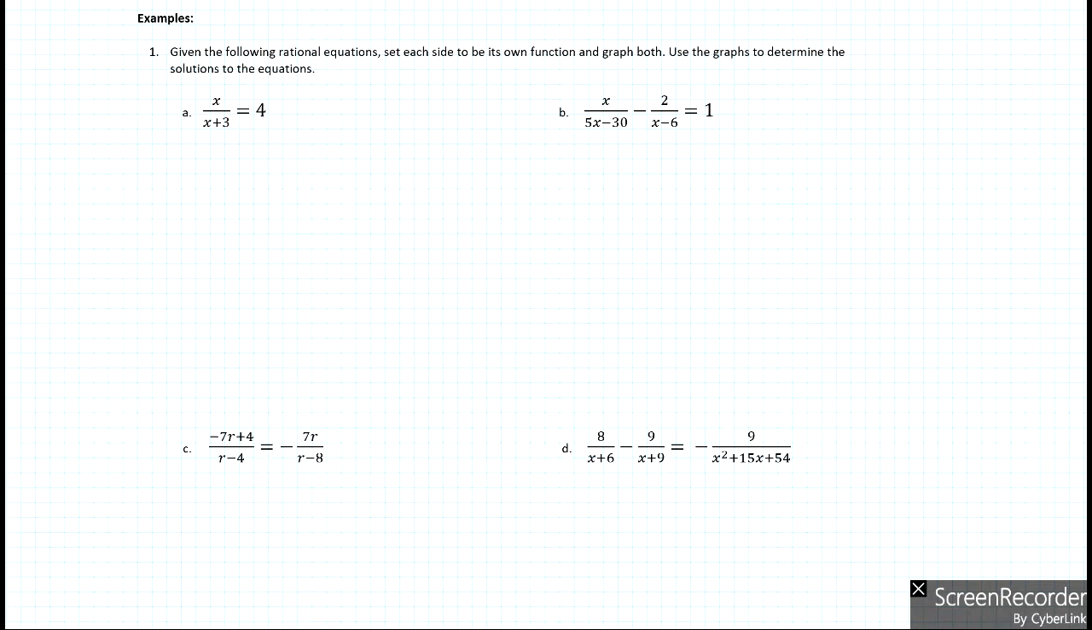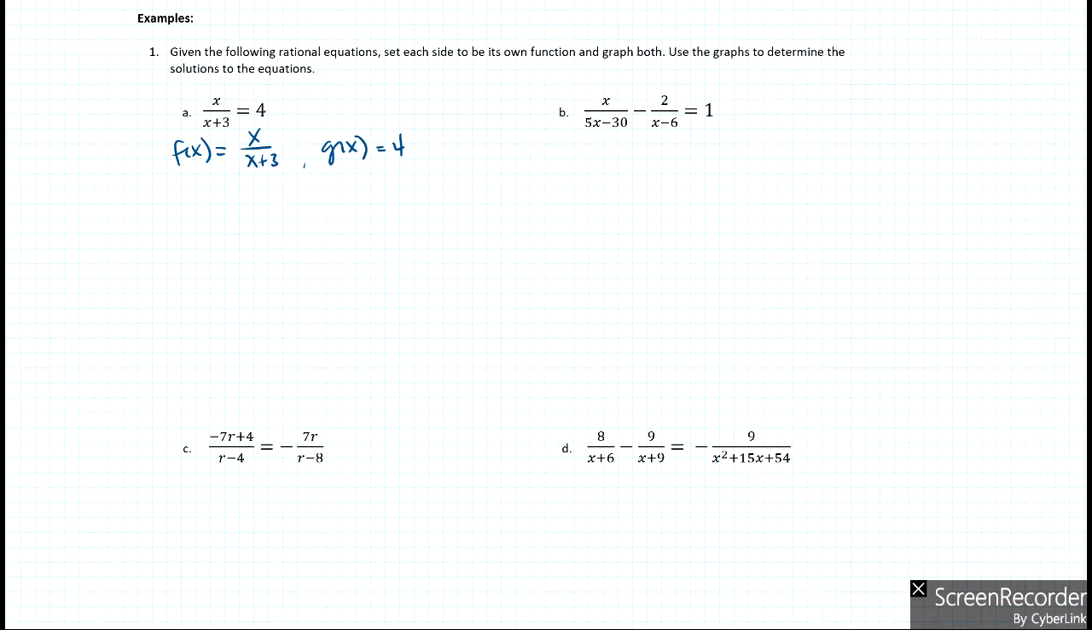So first, if we want to solve problems in part A over here, and in general, anytime we want to solve rational equations, as we say in the instruction, we want to set each side to be its own function or equation and graph these two sides separately, and then use the graph to determine where the solution to the equation is. For example, here, in part A, we can let f of x be equal to x over x plus 3, and we can call the other side g of x, and g of x would be equal to 4. And that's what we want to put into GeoGebra or any graphing facility in general.